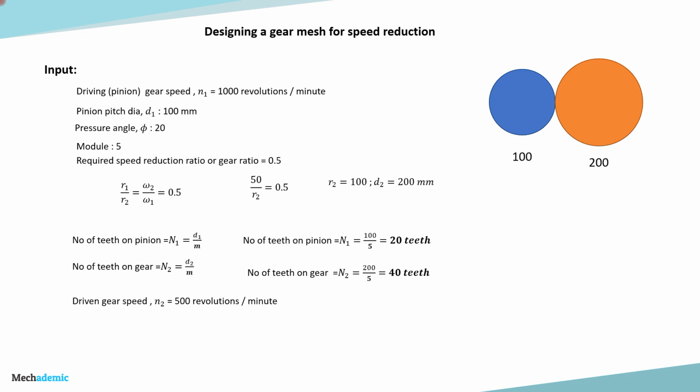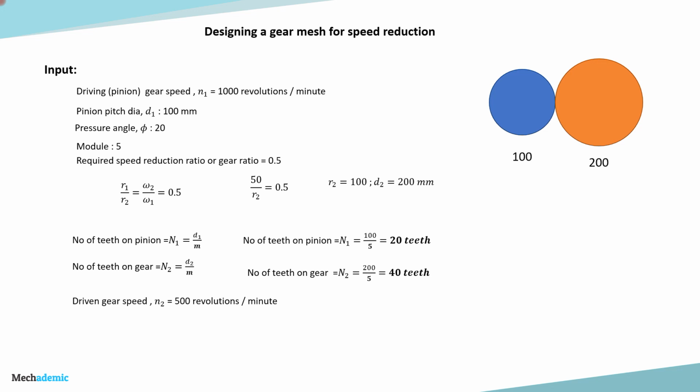That's the input speed. The pinion pitch dia D1 is 100 mm. The pressure angle considered over here, phi, is equal to 20 degrees. The module selected is 5, and the required speed reduction ratio or gear ratio is 0.5. That means we need to reduce the speed by half. So 0.5 is the speed reduction ratio.